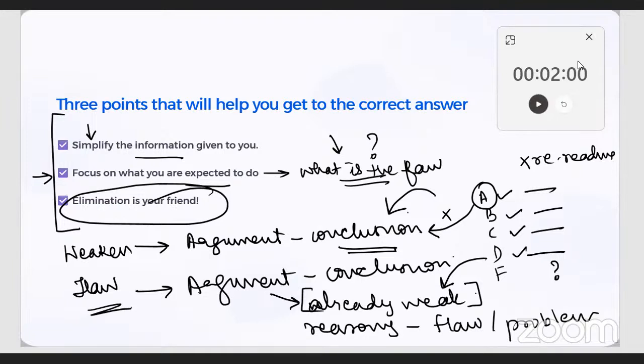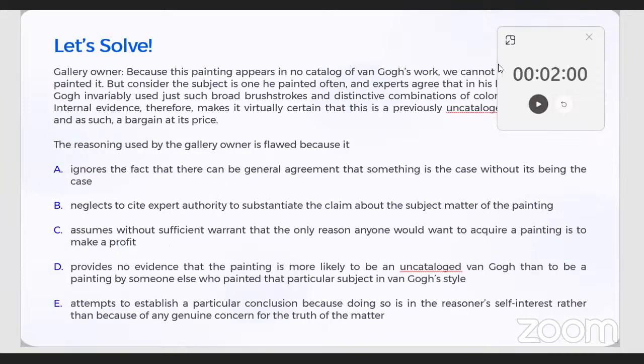We'll understand what the argument is, what we were expected to do, and so on. I hope all of you are ready. Let's look at the very first question together. Here we are. Your time starts now. Let me get this out of the way.